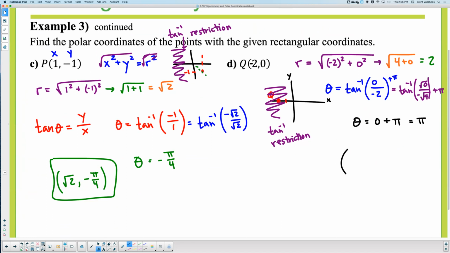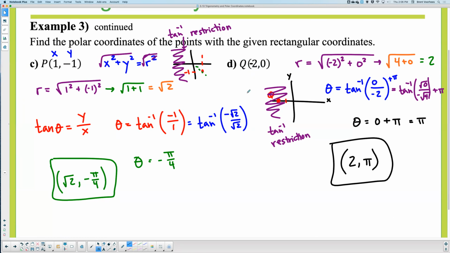So now we know our point. Our point is 2 comma pi. 2 comma pi is equivalent to negative 2 comma 0 in rectangular. 2 comma pi as a polar coordinate is equivalent to negative 2, 0 as a rectangular.